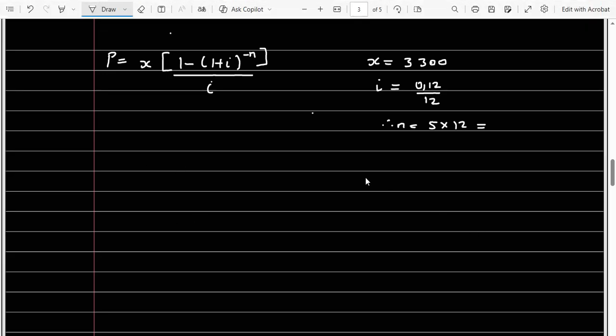You have two types of formulas, the one for the present value and the one for the future value, which is x into 1 plus i to the power n minus 1, everything divided by i. So when do we use the P? When do we use the F? The present value: when you see the word loan, present value. When you see the word invest, future value, you use the F one.